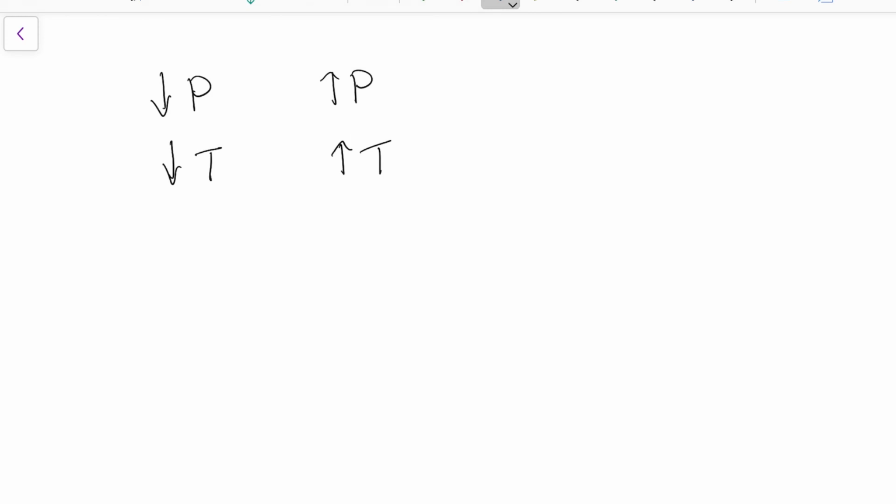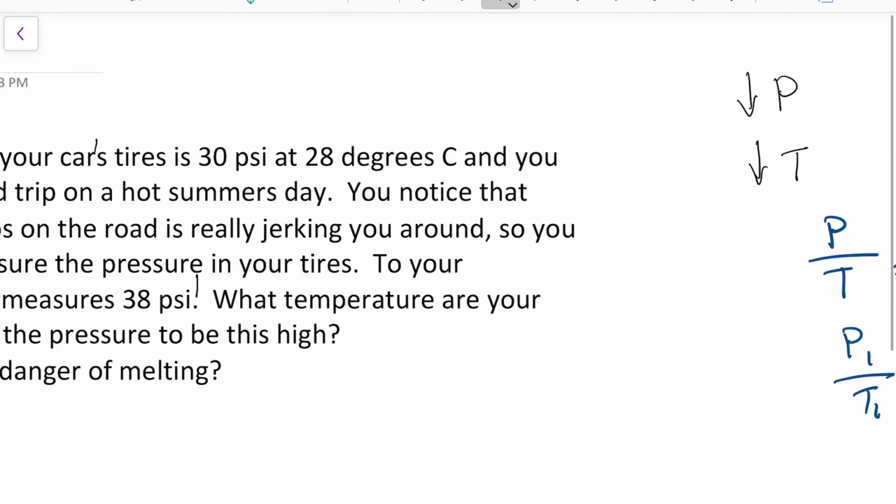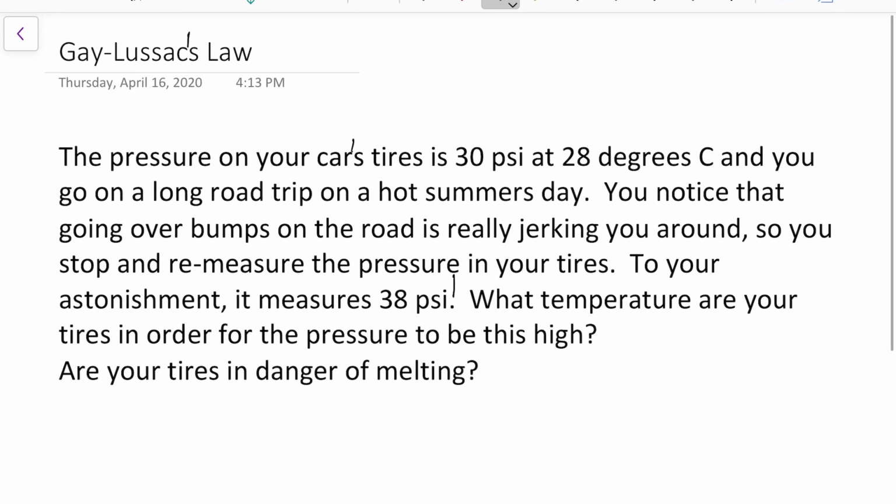This is Gay-Lussac's law. Gay-Lussac's law says that pressure over temperature for a given system will give you a constant, or P1 over T1 equals P2 over T2. So this is our third law. We've learned Boyle's law, Charles' law, and Gay-Lussac's law, and now let's apply it to a math problem.